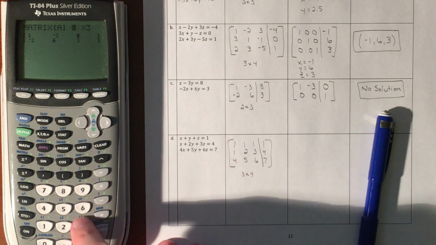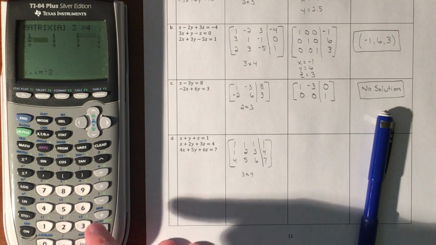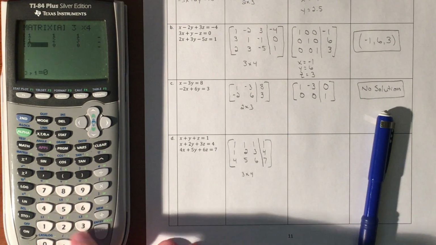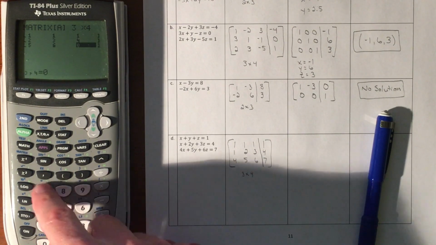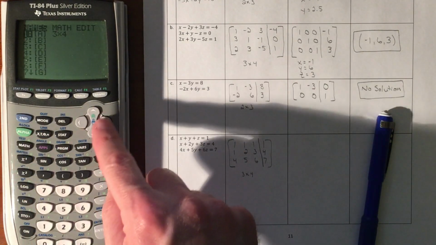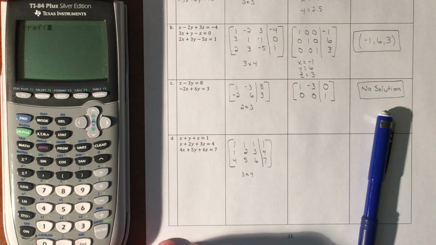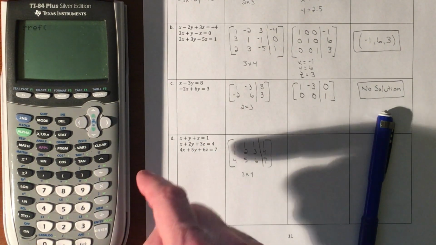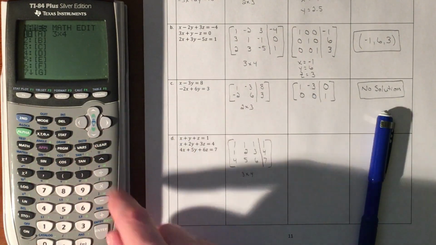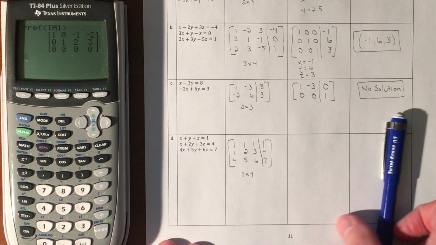All right, so 3 by 4. We have a 1, 1, 1, 1, and then a 1, 2, 3, 4, and a 4, 5, 6, 7. All right, so we'll quit out of that. We'll let the calculator do its thing. So we're going to do our reduced row echelon form for matrix A. That's what we used.